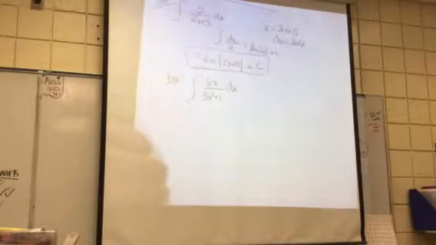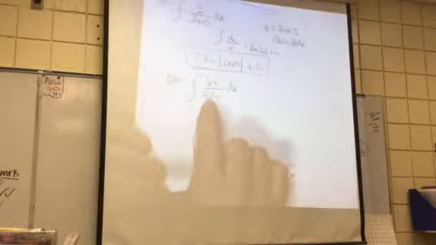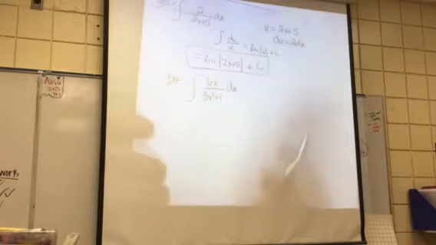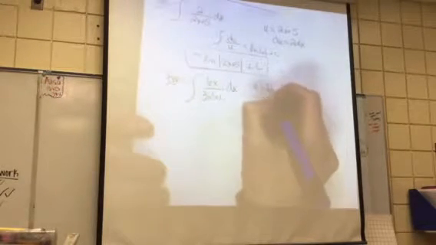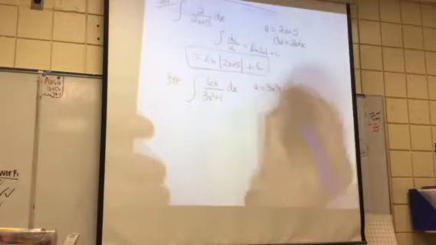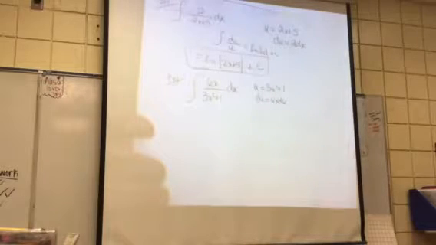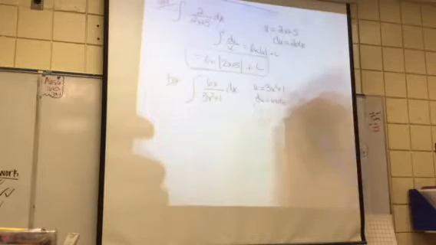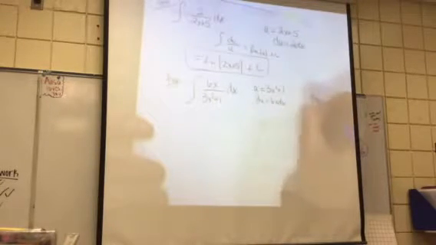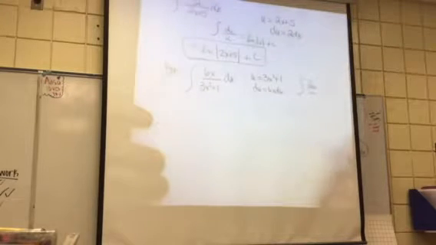So are you done? Yes, because your u was this. Hold up, I'm still writing. I'll write too fast. Alright, I'm good. So it's just ln of 3x squared plus 1 in the absolute value, plus c. Because this does turn into the integral of du over u.